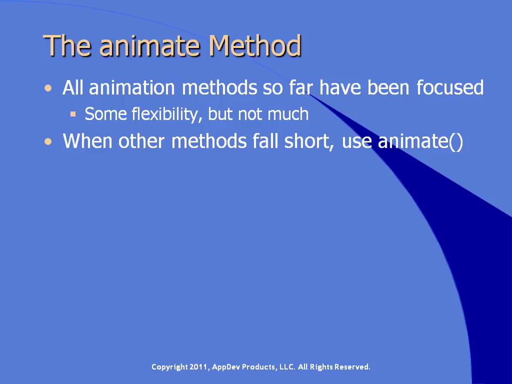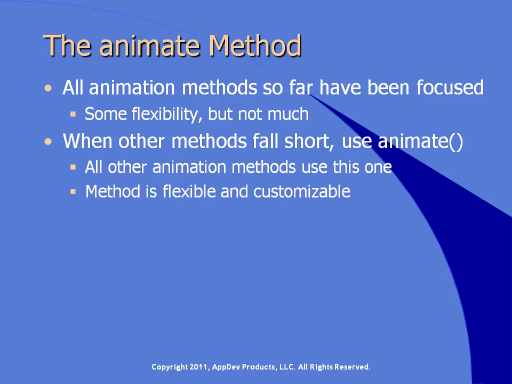But when those methods fall short, you can turn to jQuery's general-purpose animation method, which is called animate. All of the other animation methods use the animate method to do their work because it's flexible and customizable. But the flexibility and customizability of the animate method means that you'll usually have some work to do in order to use it. This is both because you're likely to use it for more complex custom animations, as well as because it has more options to set and use.